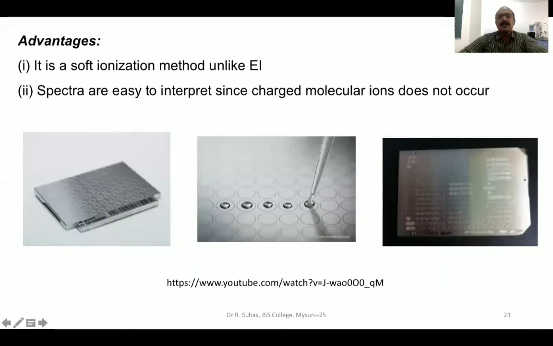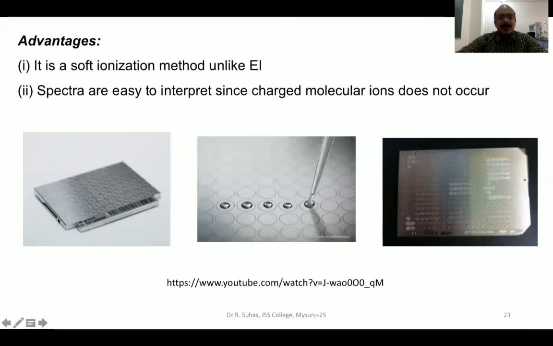There are several advantages of MALDI over other ionization techniques. It is a soft ionization technique, as I said, because we use a wavelength of just 337 nanometers. So it is not a hard ionization technique unlike EI or CI. And the spectrum is very easy to interpret, because only singly charged molecular ions are produced. You will usually get MH+, that is M+1, quasi-molecular ions. So this is the process of MALDI.